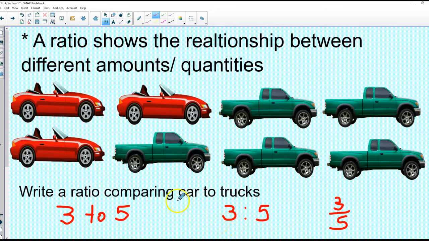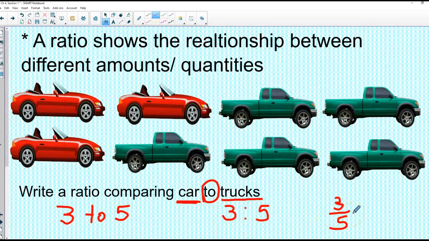But what does have to happen is because cars is written first, the number of cars has to be first in all of these. In this one, in here, and in the fraction. And trucks is written second, so the number of trucks, which is 5, is second in all of these examples. Your word to is usually in the middle between the two objects you're comparing, the cars to trucks. So that's where the word to goes, or the colon, or where your fraction bar goes.